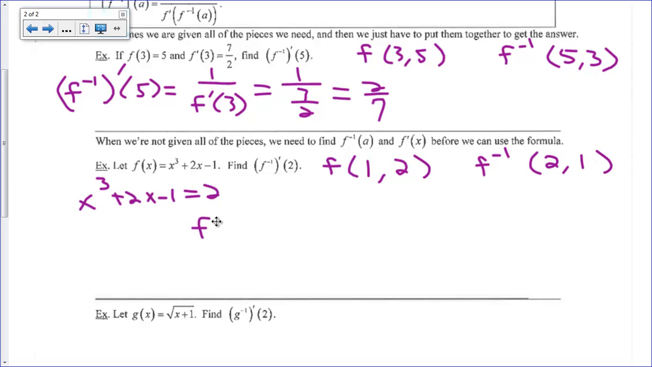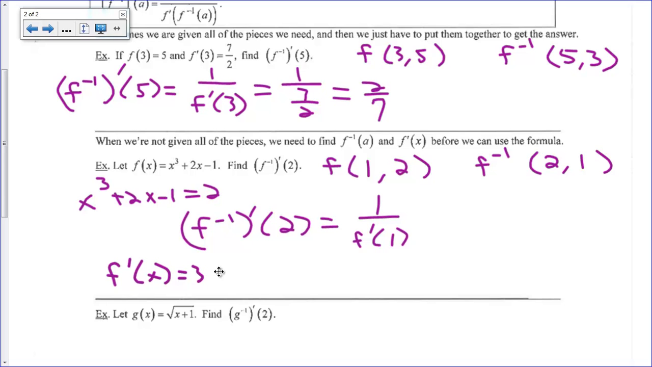So I can use my formula that f inverse prime at 2, the slope of f inverse at 2, is going to be 1 over the slope of f at 1. See how these are the x and the y of the flippy-floppy point, the way I'd like to call it. So I just need to find f prime, plug in 1, and then go ahead and make it a reciprocal, put 1 over that. So f prime of x is 3x squared plus 2. So f prime at 1 would be 5. So my answer for f inverse prime at 2 is 1 over 5.